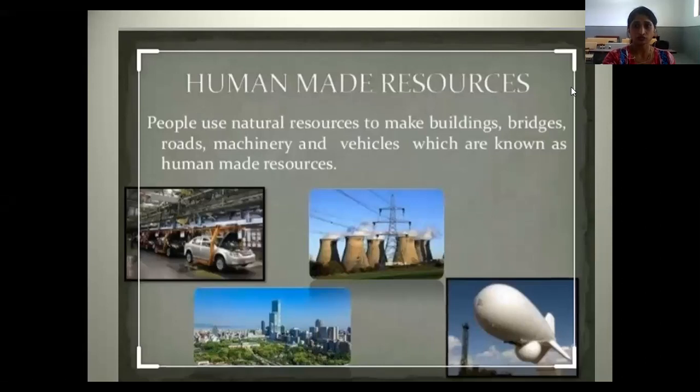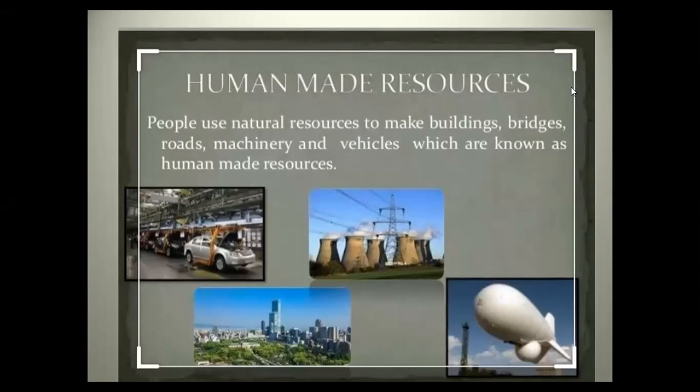Now today let us discuss about the second classification, that is human-made resources. Human-made resources are the resources which are made by the human. That is, natural resources are modified and brought to use by the human beings. People use natural resources to make buildings, bridges, roads, machineries, and vehicles, which are known as human-made resources.